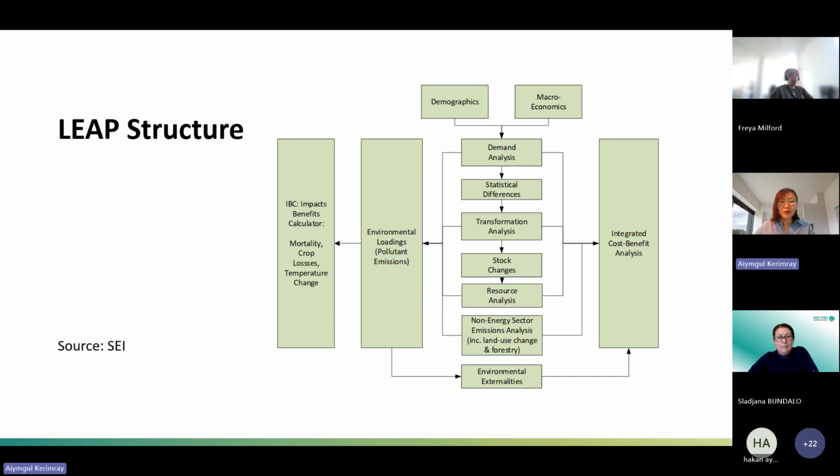Okay, so the structure of the LEAP model starts with the demand analysis, and there are some drivers of demand, for example, population and GDP, so demographics and macroeconomic data are the drivers of the demand. Then the second step is the statistical difference, which is the difference between demand and supply. Transformation analysis is another branch in the tool, and on the bottom side, this is resource analysis and non-energy sectors. In addition, on the left hand side, you can see that pollutant emissions can be modeled, and also the impact benefits calculator can be enabled, such as mortality, crop losses, temperature change, etc.